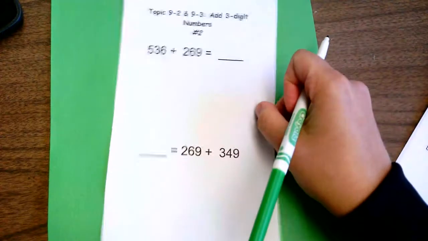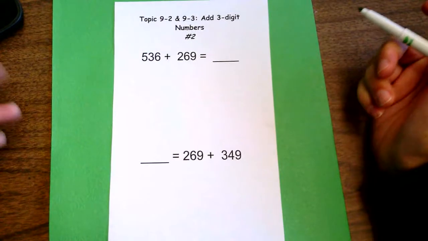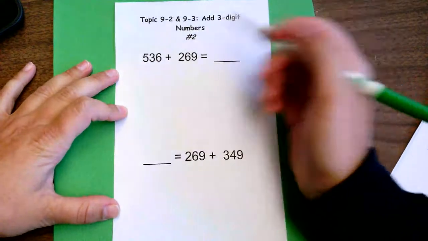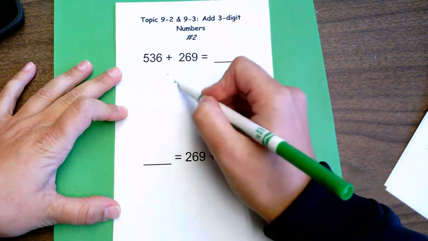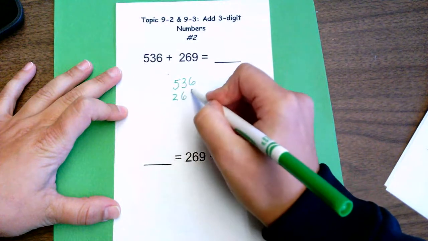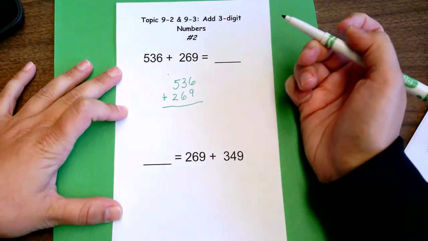Let's turn to note sheet number 2. So here we have 536 plus 269. So again, our step 1 is to stack them, making sure we line up those place values. And in addition, order doesn't matter. So it doesn't matter which number goes on the top or the bottom.